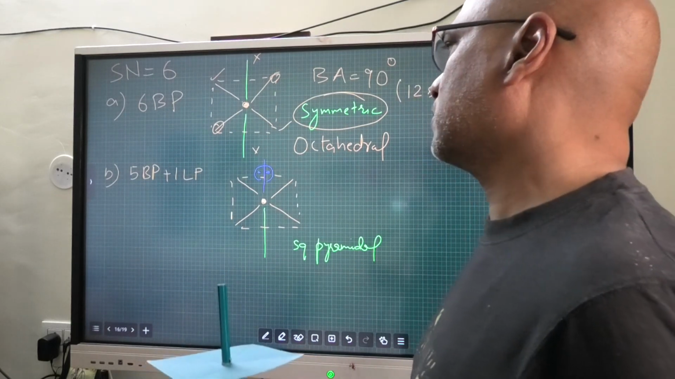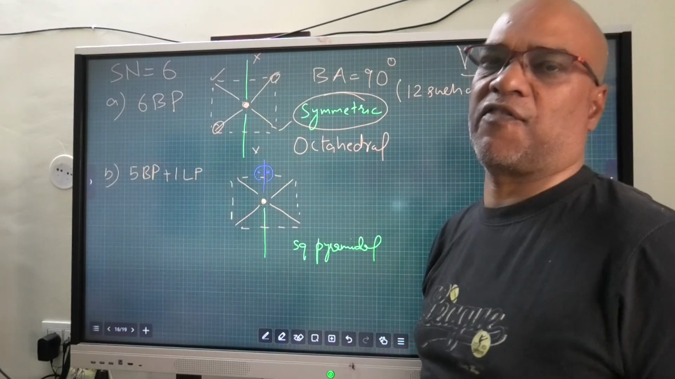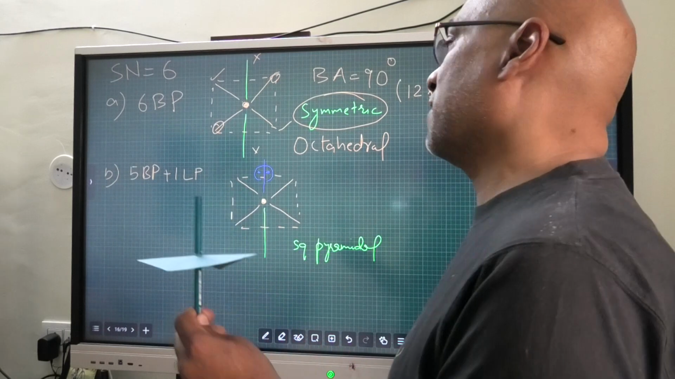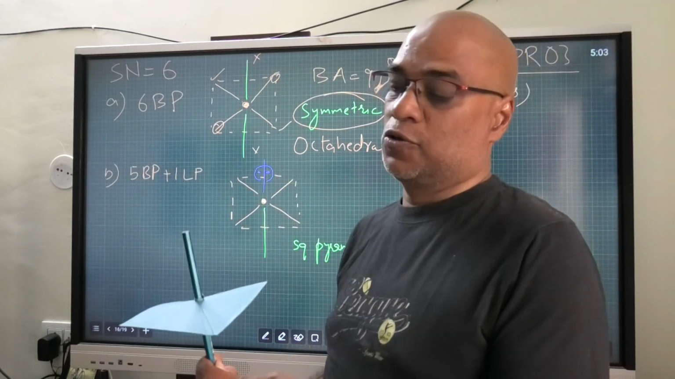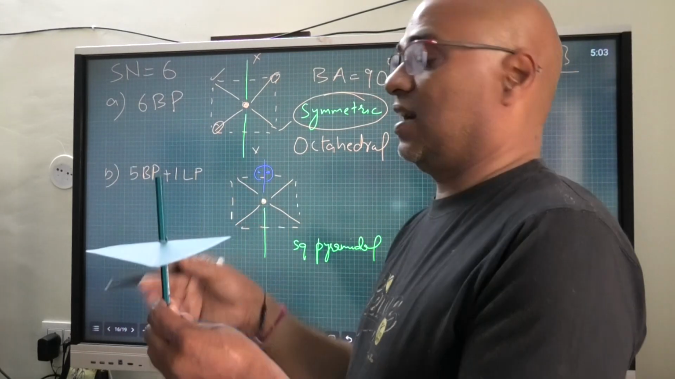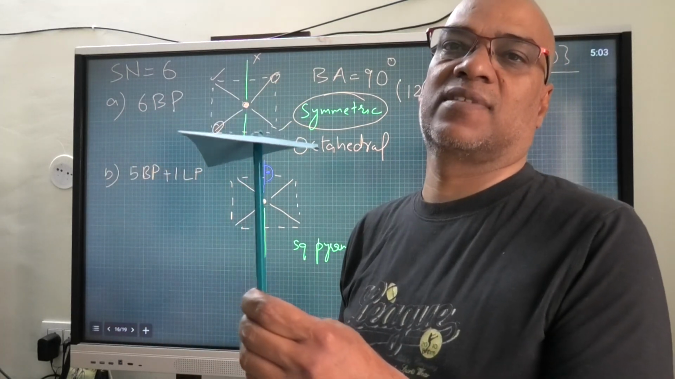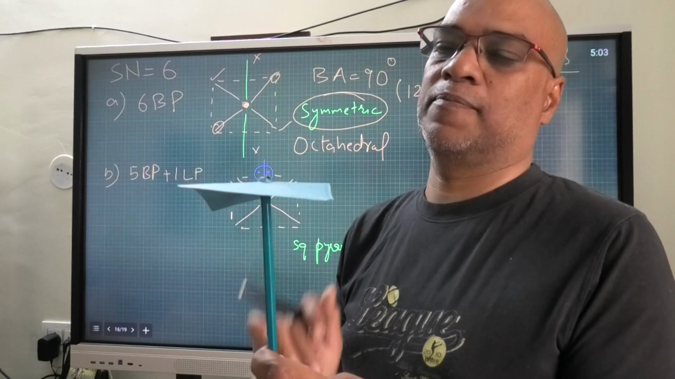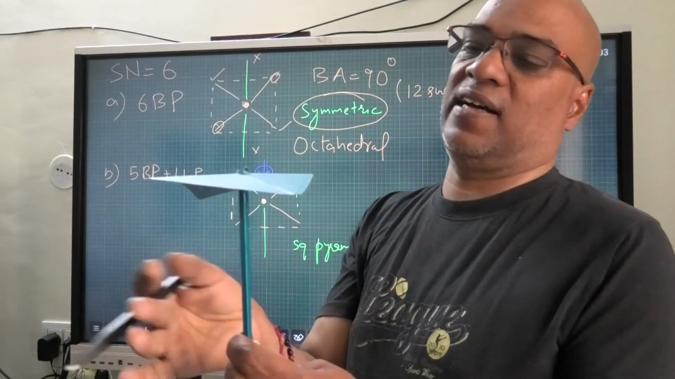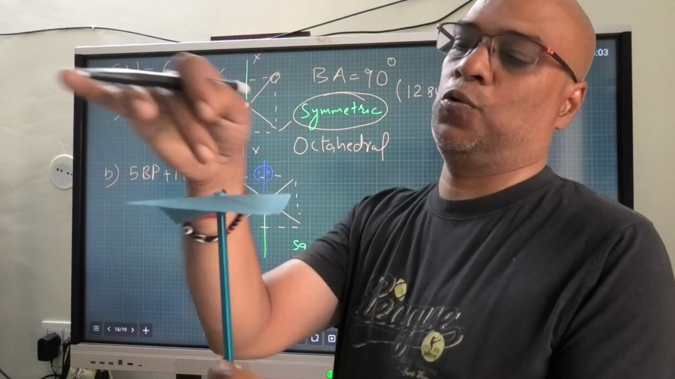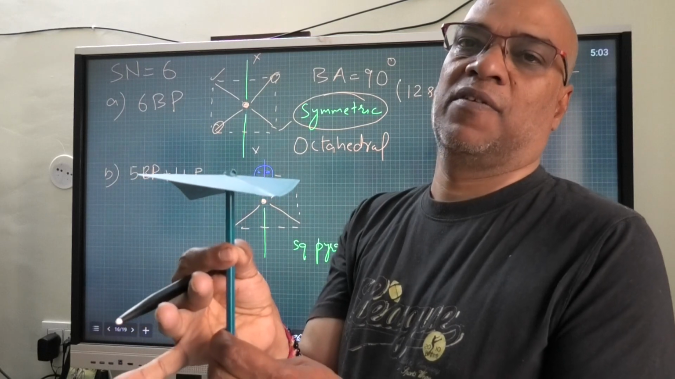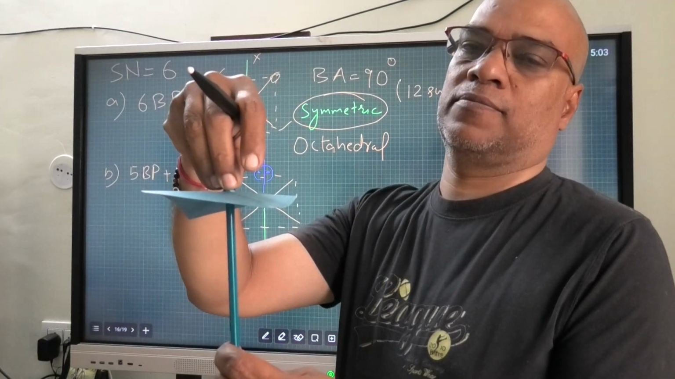Got it? Now the second case: if there are 5 bond pairs and 1 lone pair, what I have done basically is this. See this? So it is like an umbrella. Here is the lone pair and this is the bond pair, and 1, 2, 3, 4 and the 5th one, 5 bond pairs. Here is the lone pair.